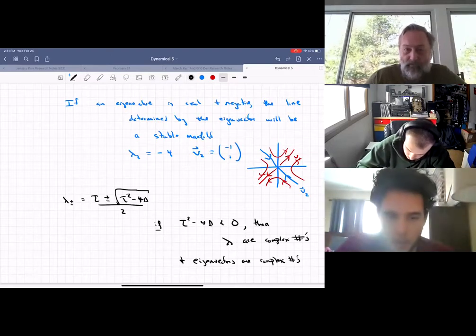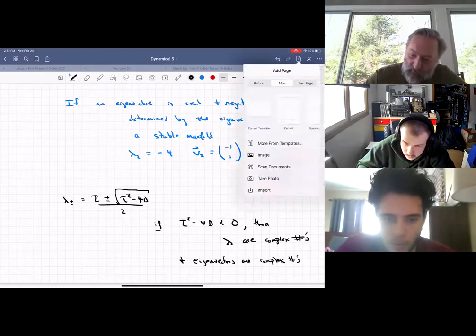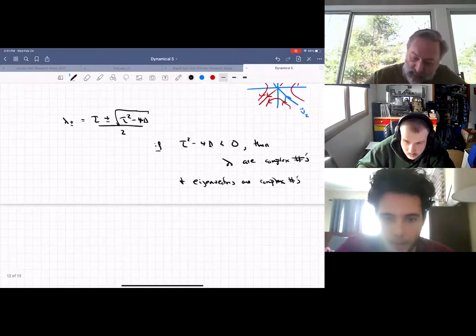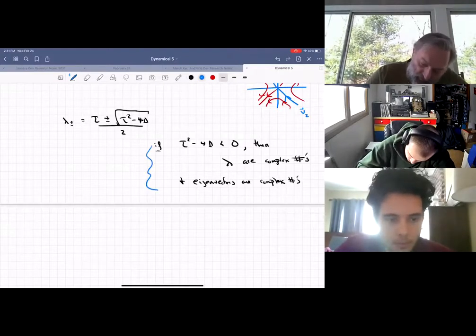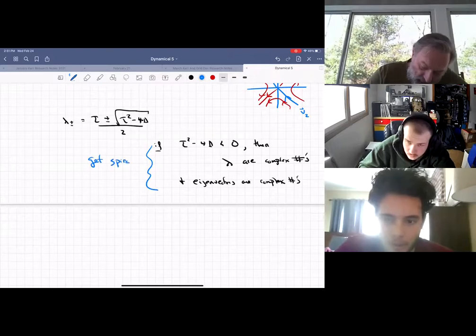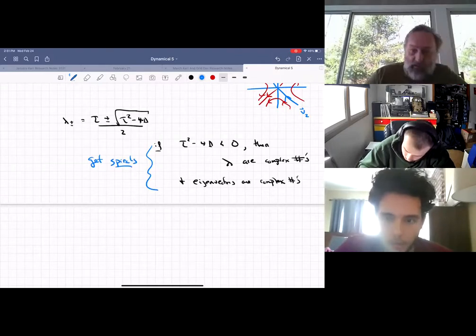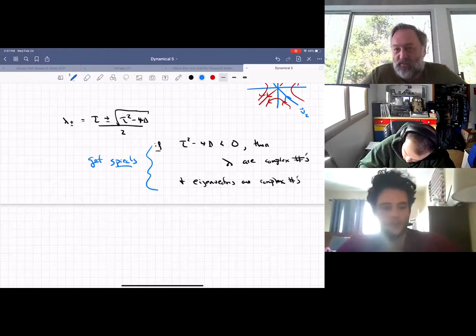Would you then, on this phase diagram, would you only graph the real part? Nope. Would you just need a completely different graph? And these will end up being spirals.